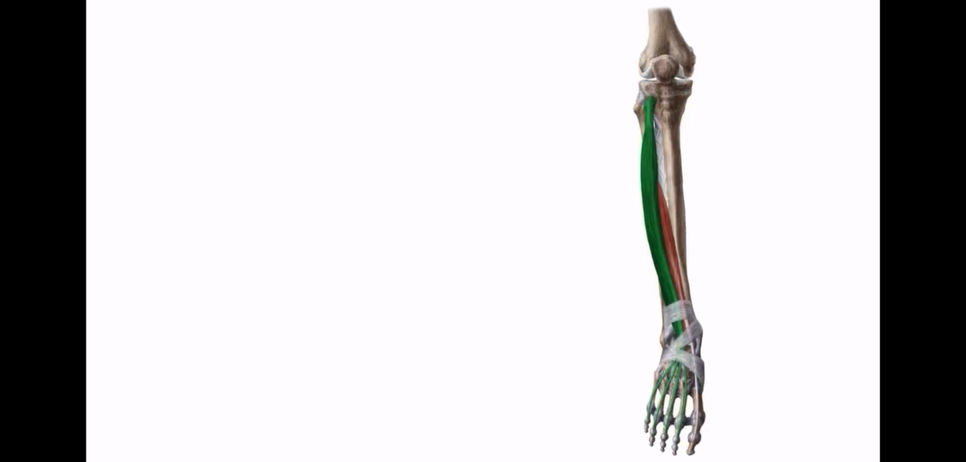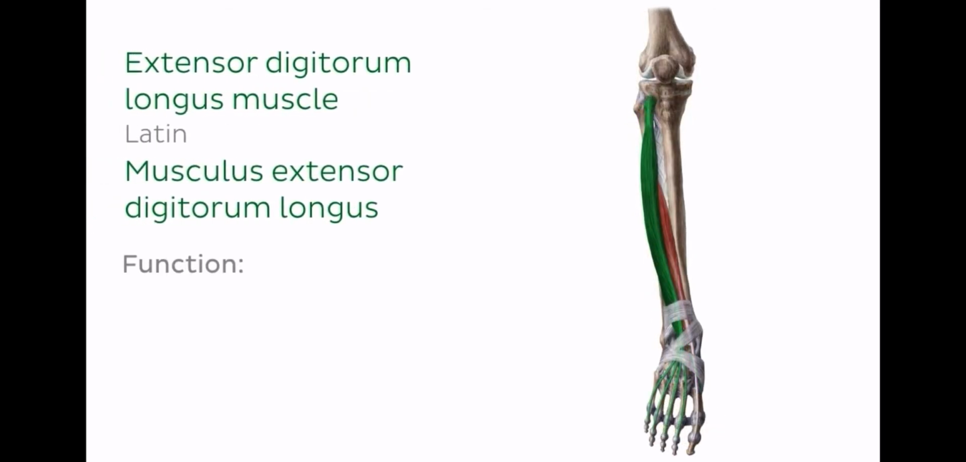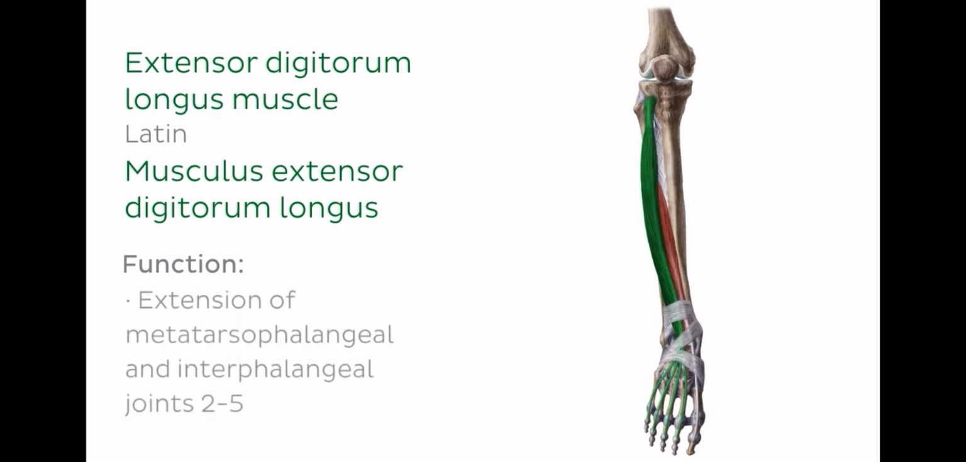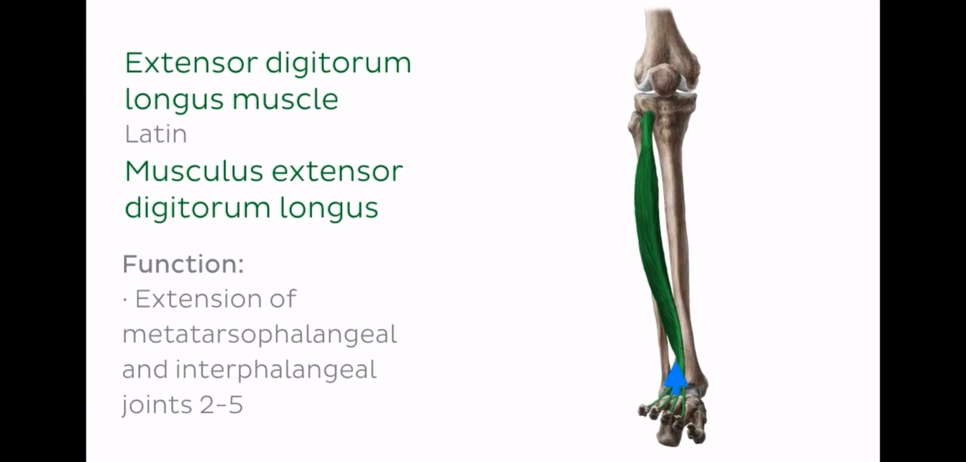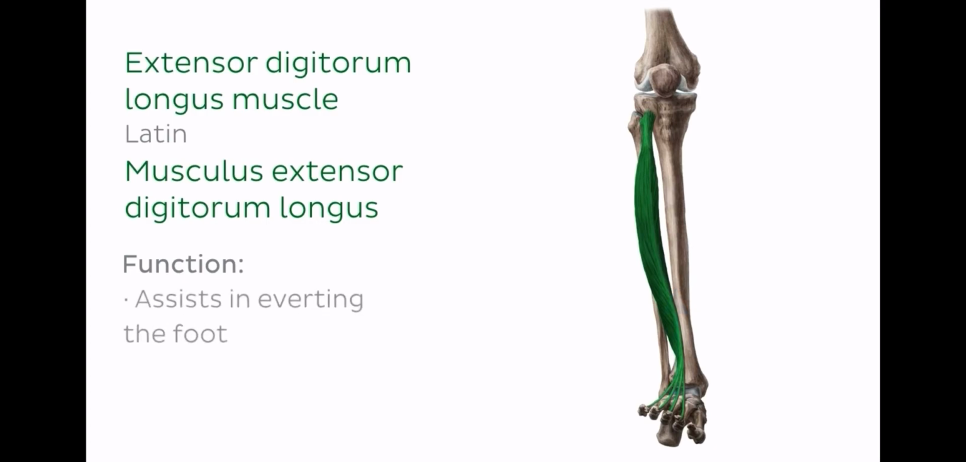The extensor digitorum longus muscle is responsible for the dorsiflexion of the foot at the talocrural joint, or the ankle joint. It also extends the lateral four toes at the metatarsophalangeal and interphalangeal joints, and in this image we can see this muscle extending or pulling the toes towards the leg. The extensor digitorum longus also assists in eversion or pronation of the foot, turning the sole of the foot away from the midline of the body.